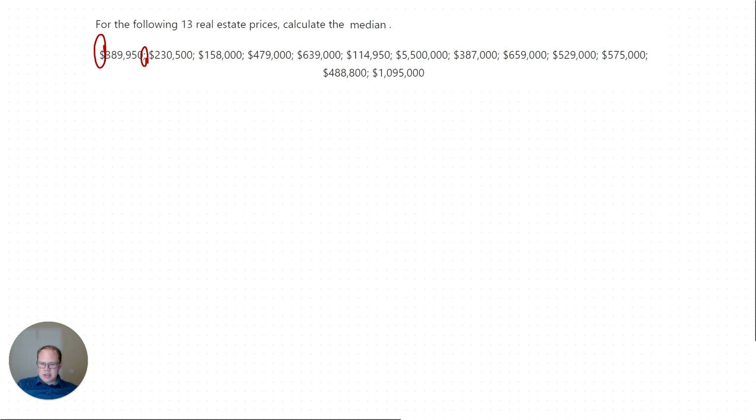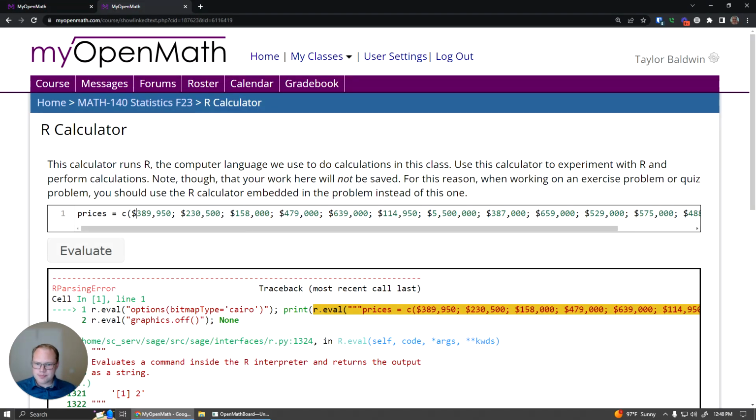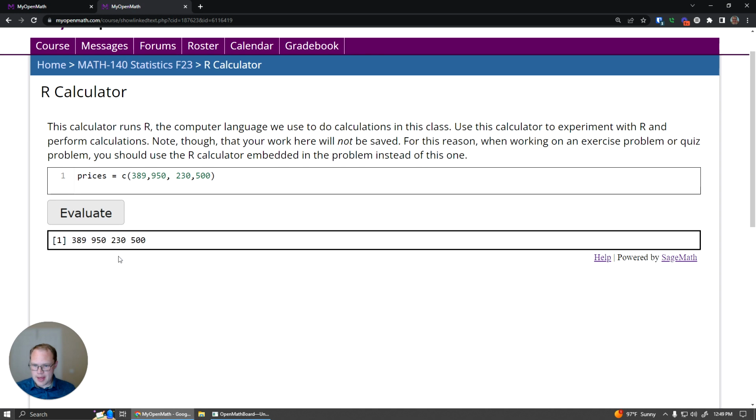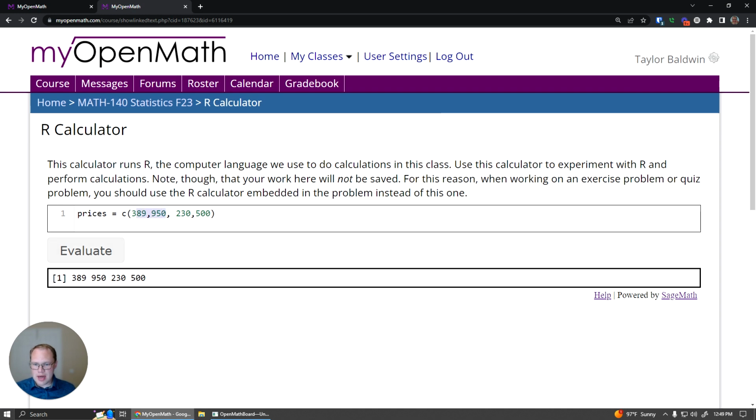Let's take a look at what that looks like here. I'm not going to do all of these yet. Let's just focus on these two, because I want to show you there's one more issue we're going to have. Take out the dollar signs, replace the semicolon with a comma. Now if I evaluate this, it's not going to give an error, but look what it does. Instead of 2 big numbers, it gives us 4 smaller numbers. It's not 389,950, it's 389, then 950.